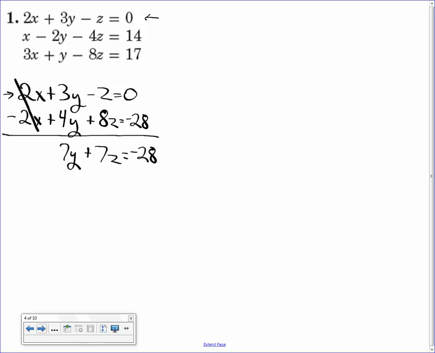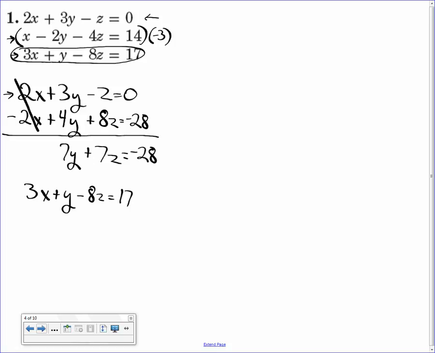Okay, now this is the one equation that we have not used. Remember, our key equation is that second equation. So now we're going to take this equation and write it down, just like we did with our first equation in the first step. 3x plus y minus 8z equals 17. Now I want to get rid of the 3x, so I'm going to multiply this entire key equation by negative 3 this time. That's going to result in negative 3x, and negative 2y times negative 3 is a positive 6y, and negative 4z times negative 3 is a positive 12z, and 14 times negative 3 is negative 42.